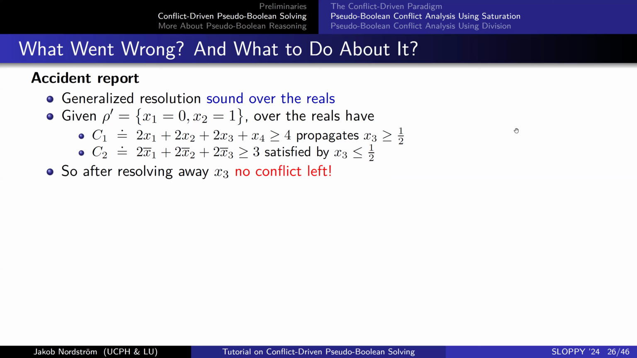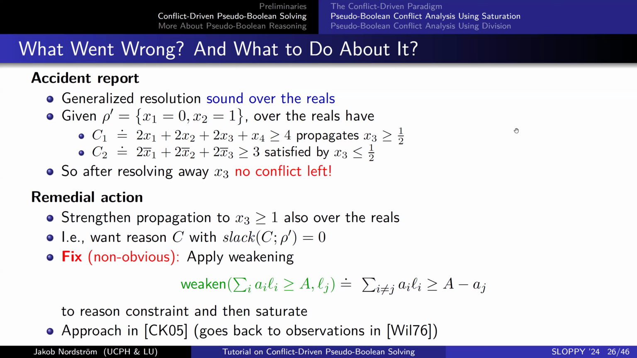Okay? And then when you resolve them, this operation is sound over the reals. So if you take two constraints that are actually happy and add them up, then the sum is going to be happy also. So we lose the conflict. Why did we lose the conflict? Because the propagation wasn't tight enough.